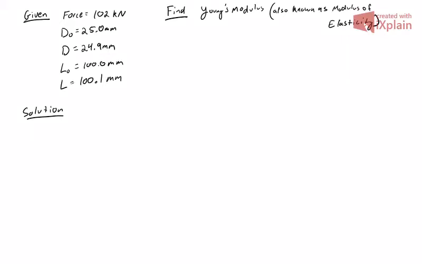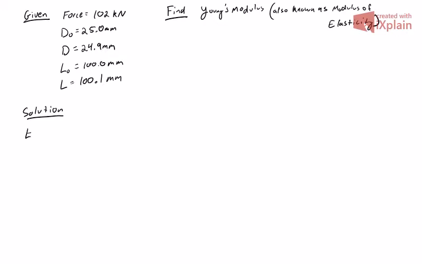All right, so for this problem, we're given that we are doing a tensile test on a steel rod. It gives us the data that the force applied to the rod is 102 kilonewtons. It initially had a diameter of 25 millimeters. It now has a diameter of 24.9 millimeters. It had an initial length of 100 millimeters and is now stretched out to 100.1 millimeters. And then it asks us to find Young's modulus, which is also known as the modulus of elasticity.